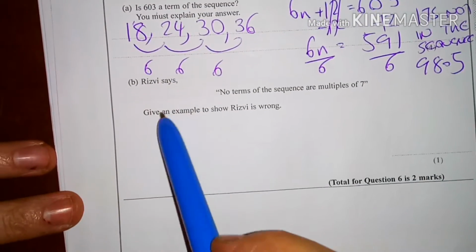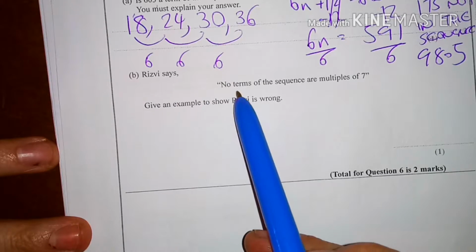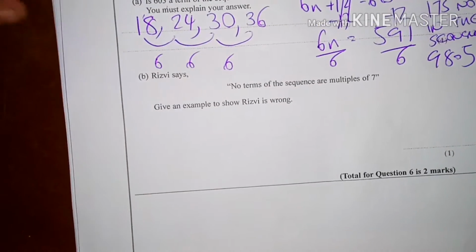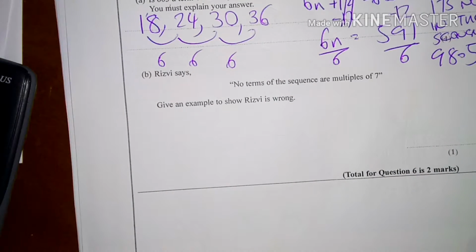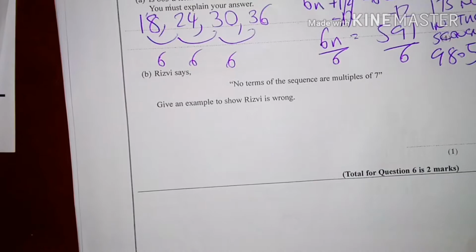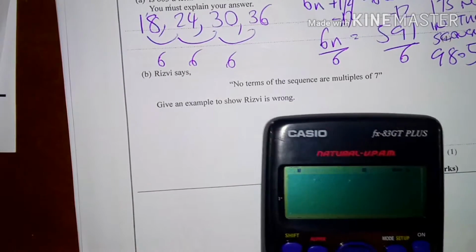Right, next bit. Recivi says no terms in the sequence are multiples of 7. Give an example where Recivi is wrong. Easiest way is just to keep going along in your sequence just to see if we do hit multiple of 7.